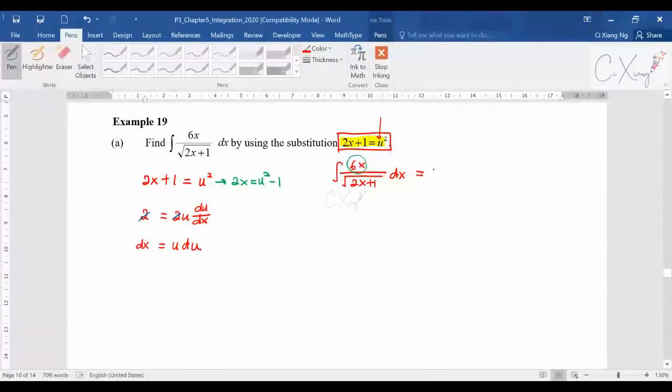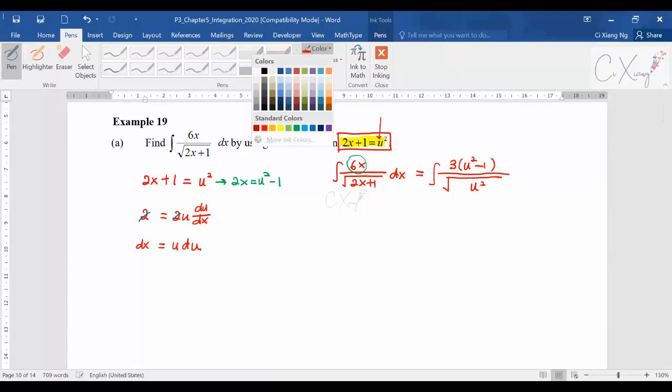Alright, so for this part, what I will do is 6x can be written as 3 multiplied with 2x. And I know that 2x can be written as u squared minus 1. So I will substitute in u squared minus 1 here. Then divided by square root. What is 2x plus 1? So 2x plus 1 is equal to u squared. So here I will substitute u squared.